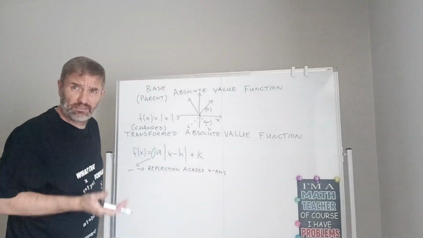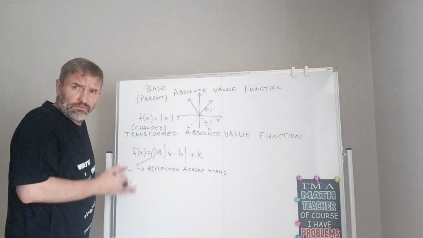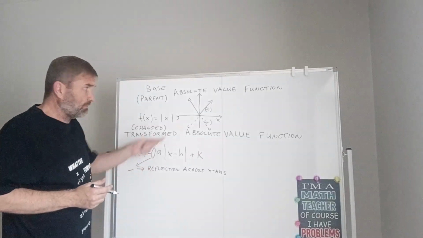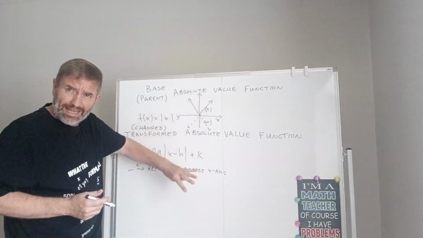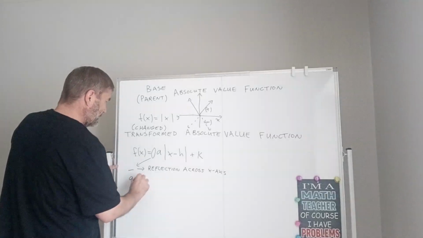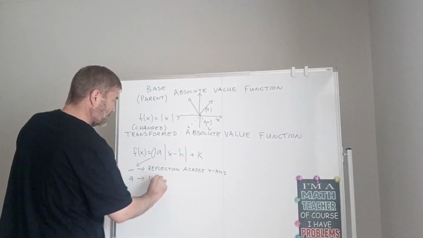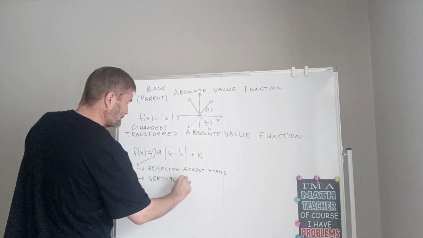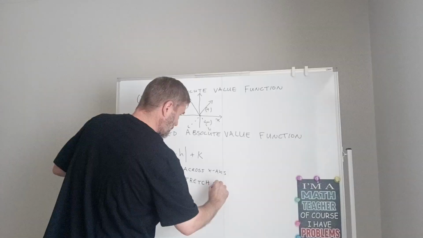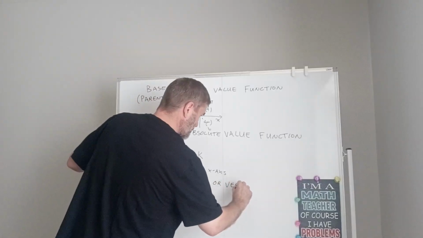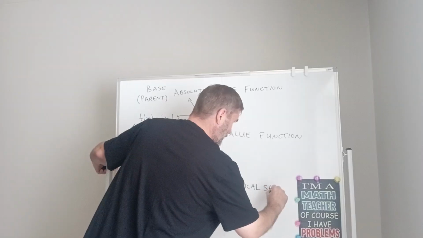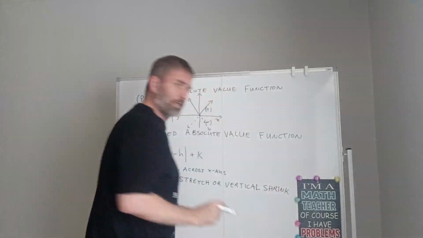Now, that's if there's negatives there. The negative doesn't have to be there. That's the choice of whoever gives you the problem. If there's no negative, it doesn't reflect. It doesn't go down. Okay? That's something to keep in mind. Now, the a is your vertical stretch or shrink. What that means is the graph goes up or down, gets skinnier, fatter.